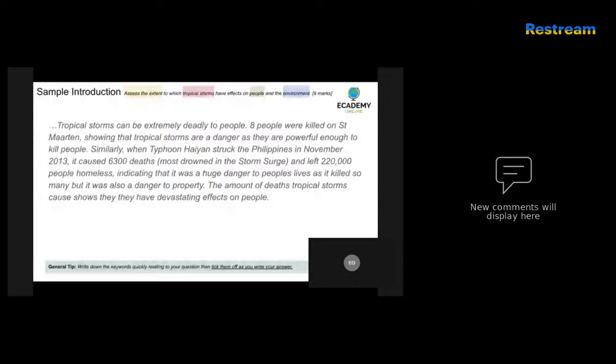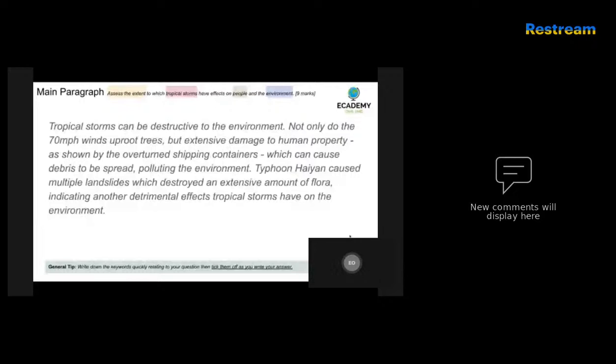Next, tropical storms can be destructive to the environment. Not only do the 70 miles an hour winds uproot trees, but extensive damage to human property, as shown by the overturned shipping containers, which can cause debris to spread, polluting the environment. Typhoon Haiyan caused multiple landslides, which destroyed an extensive amount of flora, indicating other detrimental effects tropical storms have on the environment. So, this paragraph gives some examples.